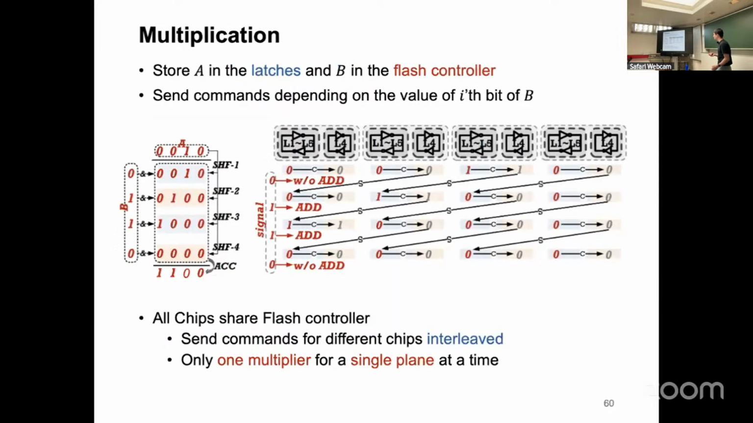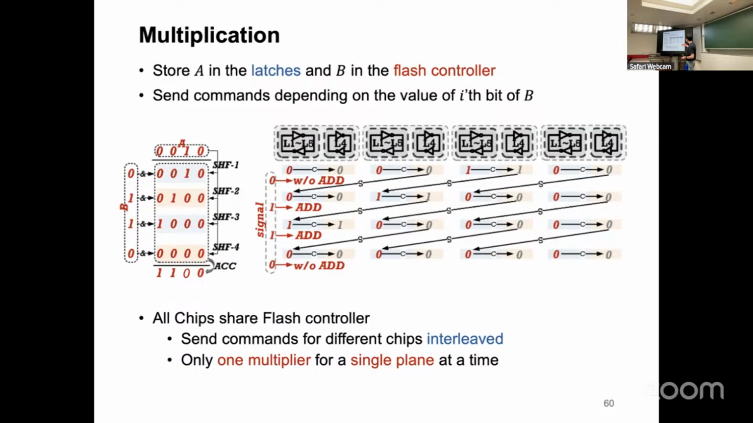Then for multiplication, this is where it gets funky. So we store the operand A in the latches, and the operand B we move to the flash controller. So we have some data movement, and we have to send half of the data to the flash controller, which isn't that great, as we'll see later.